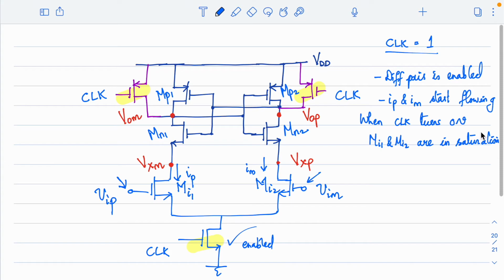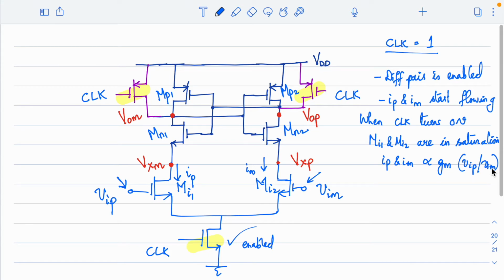We know that transistors in saturation will have maximum GM, and IP and IM are proportional to GM times the difference, GM times VIP or GM times VIM. So we'll have a large current depending on the difference in the input voltage. The small difference in the input voltage will be translated to a large current because of the high GM in saturation. That is what will happen, right?